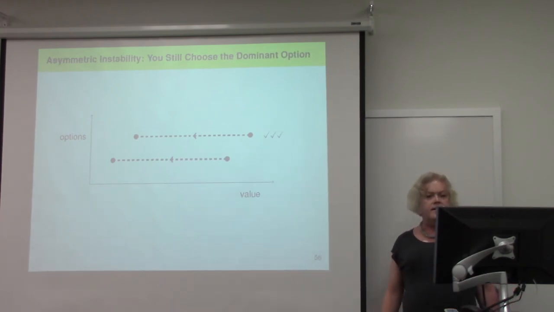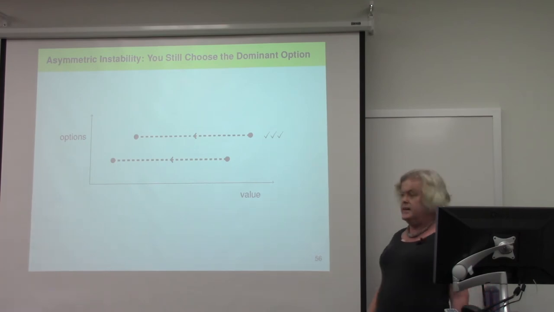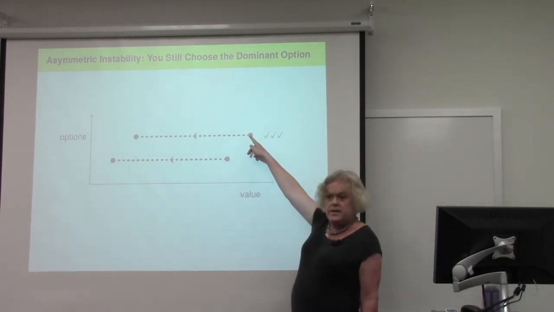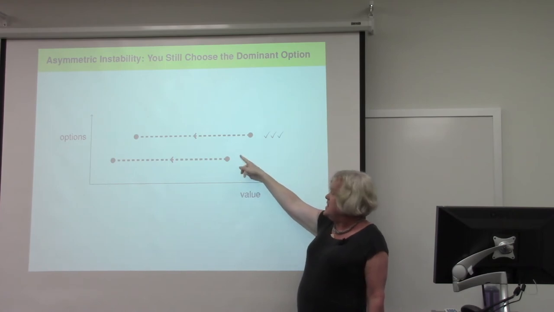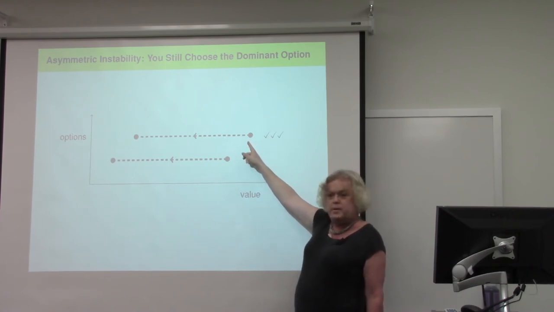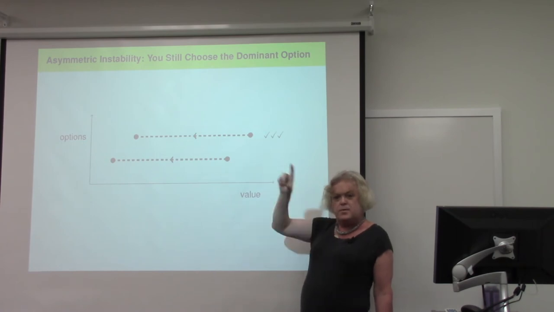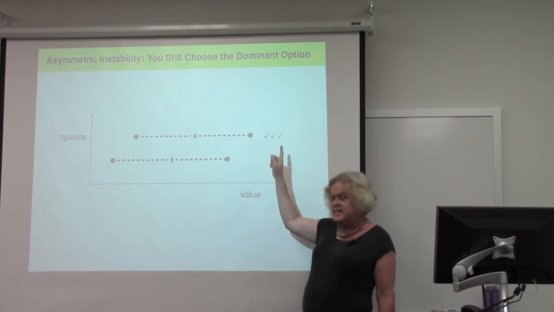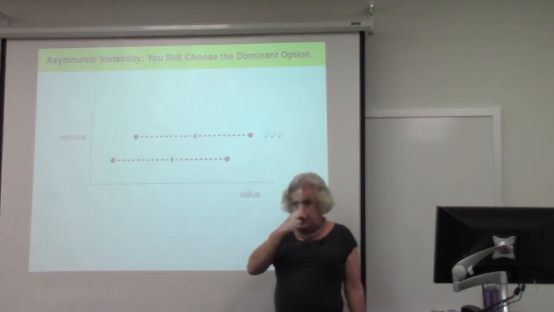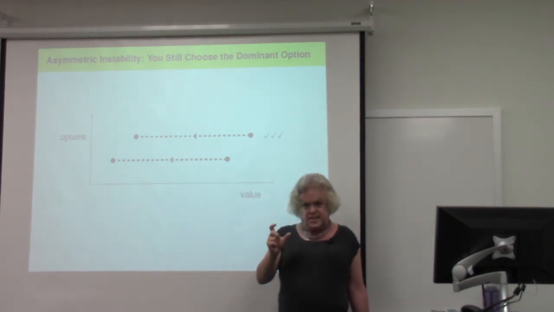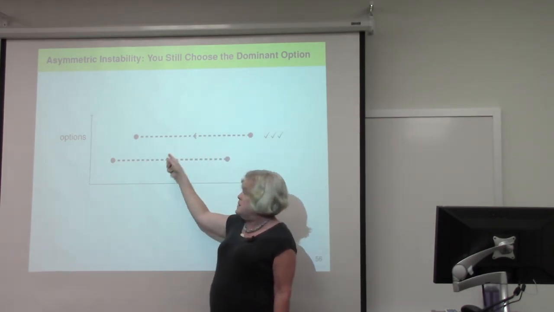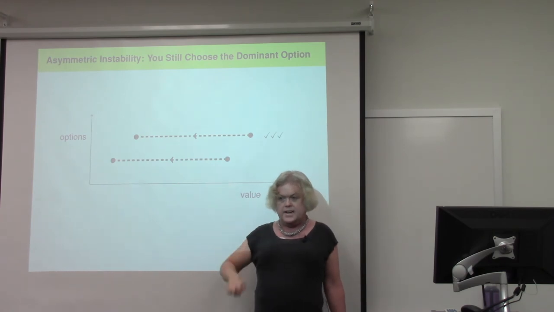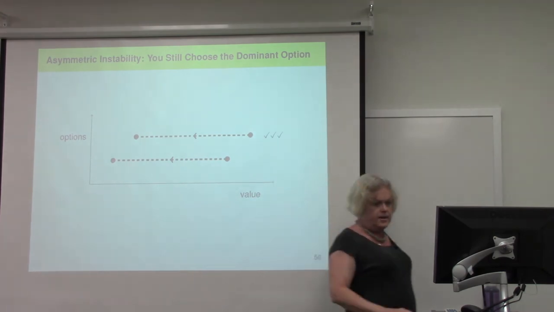In the asymmetric instability case, this is Aleppo with the good restaurant on the road there. This is staying in Damascus. Each ends up having an ordered pair value where the larger number is on the left. That means that each is unratifiable. But the thought is, in this case too, let the dominant option be chosen even when the two options are unratifiable.